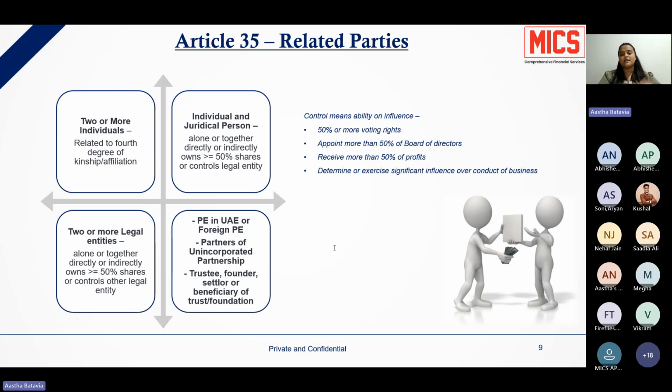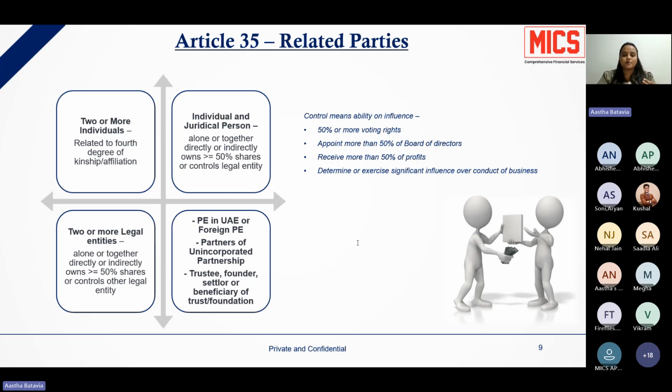If you are having a permanent establishment outside UAE, let's say a branch, if you are having a foreign branch, then that branch and your company in UAE, both will be treated as a related party. Another example would be a partner in an unincorporated partnership. People involved in a trust and foundation, like trustees, founders, beneficiaries, will be treated as a related party.